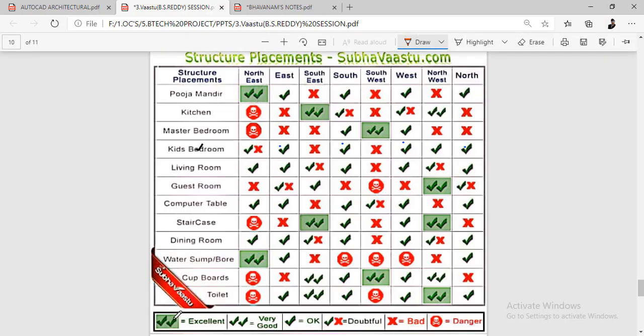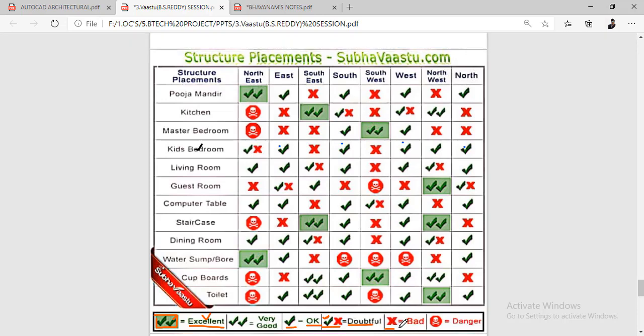And if you come to here, see, if it is colored with two ticks, two ticks with a bold color background, that indicates excellent. So there you need to prefer. And if it is without the background, it will be very good. And if it is only one tick, it's okay, we can prefer that. If it is one cross with an arrow, it will be doubtful. You can place it or you can't place it. If it is a danger, this cross symbol, and this is bad, you can't provide at that location. And if it is a danger, you never provide that.